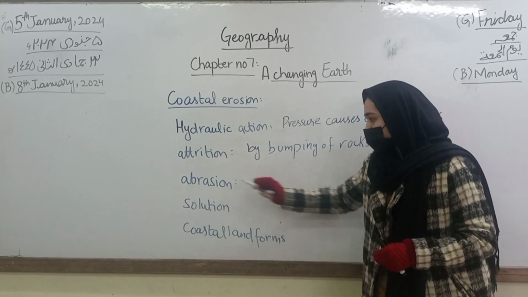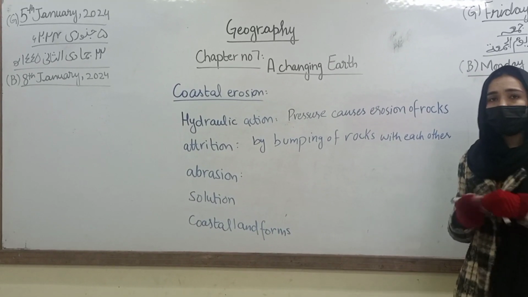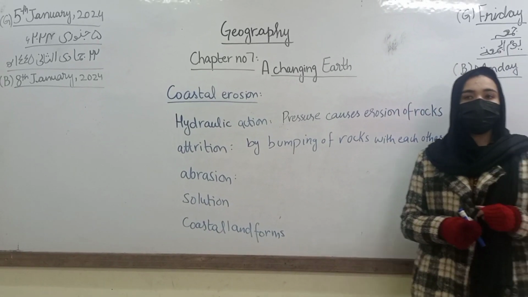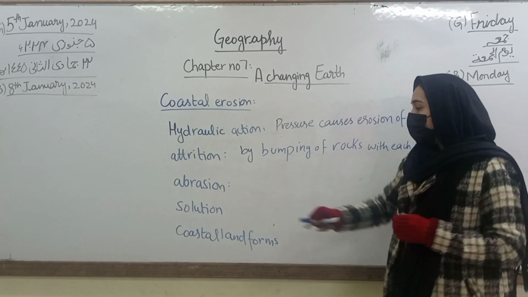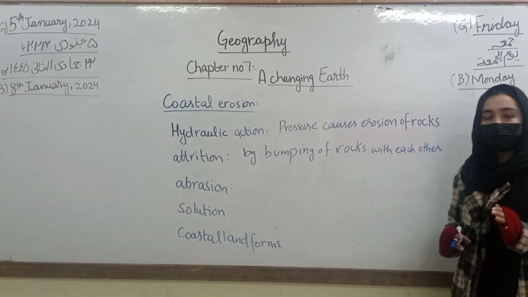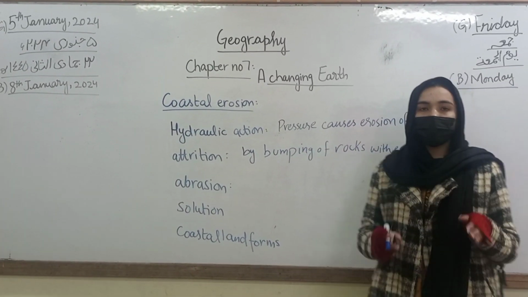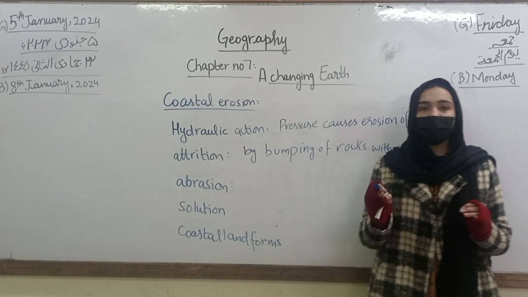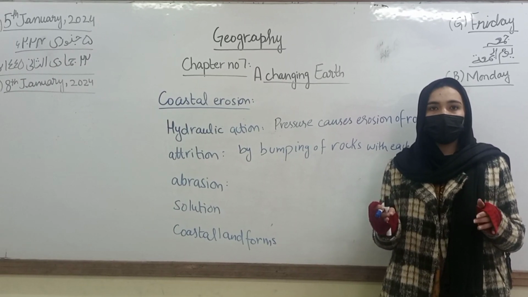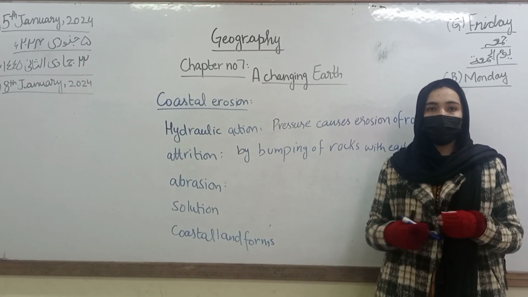So the third one is abrasion. What is abrasion? How does abrasion cause erosion? Anyone? Yes, good. Abrasion happens when the waves carry the sediments and broken particles along with them, and when they strike the cliffs, it causes the lower parts of the cliffs to be pierced and causes erosion.